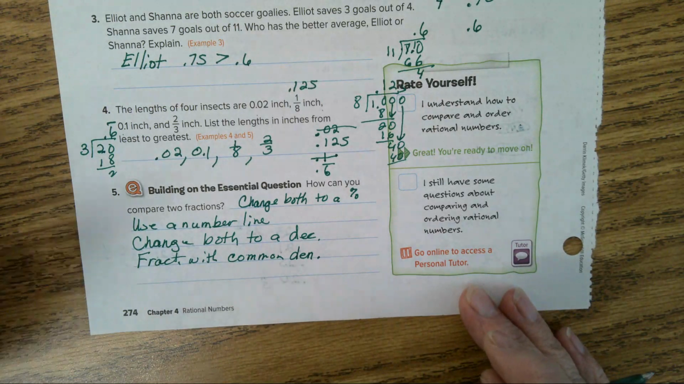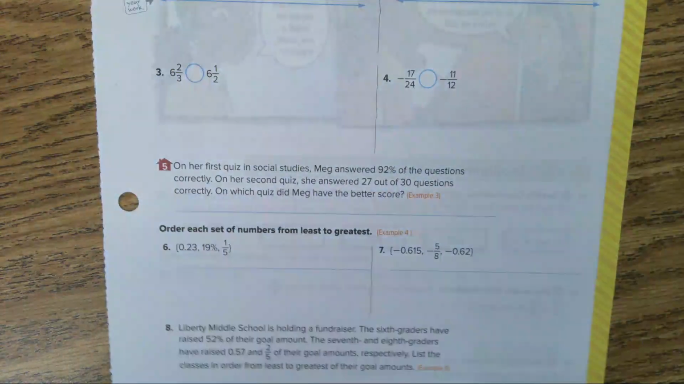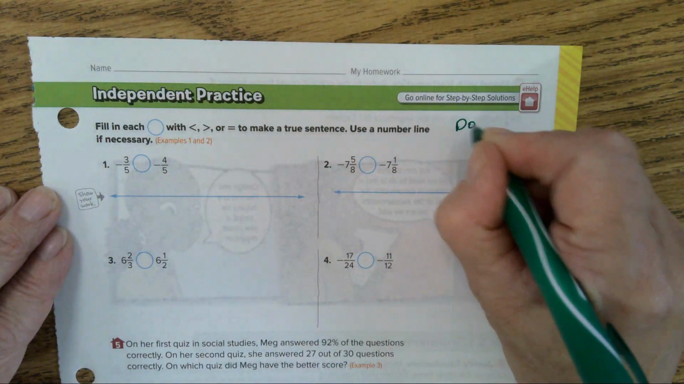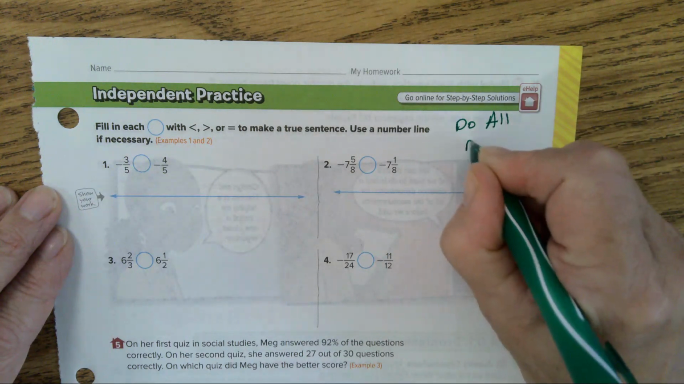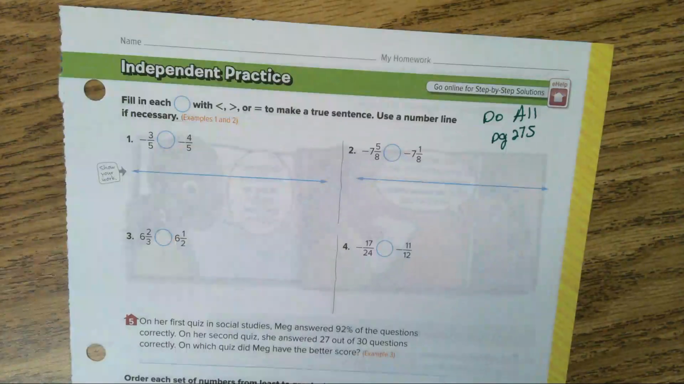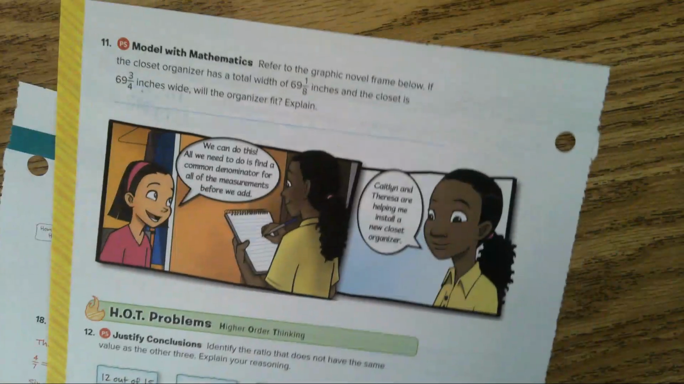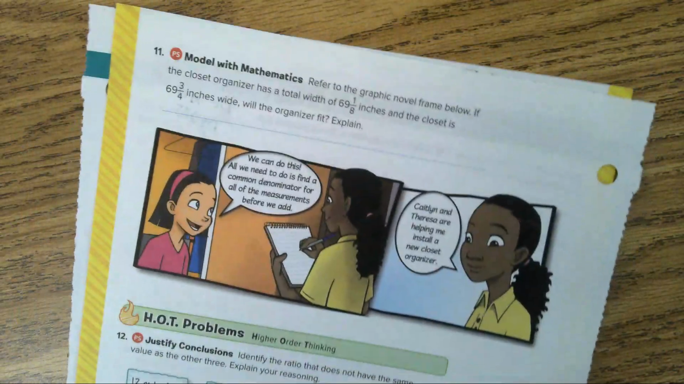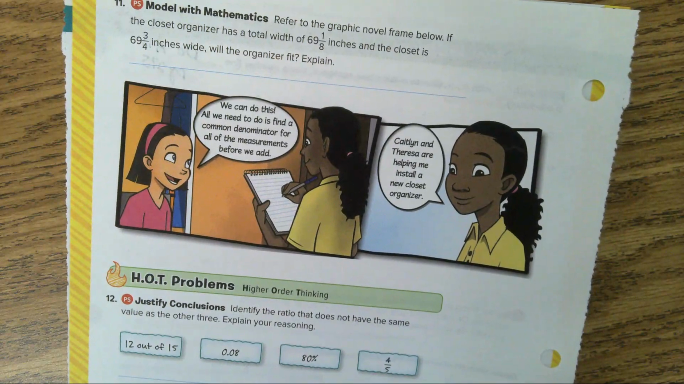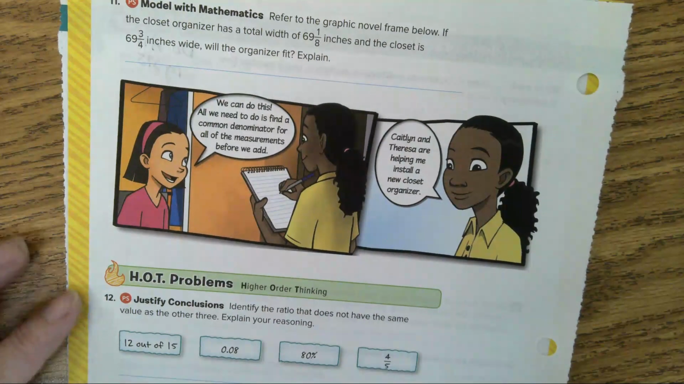All right, any questions? Okay, then this is what we're going to do for homework. I want you to do page 275. Do all on page 275. Let's turn the page. On page 276, do 11 to 14.